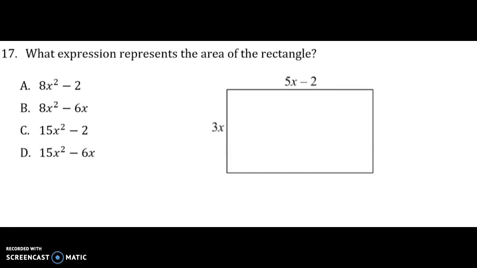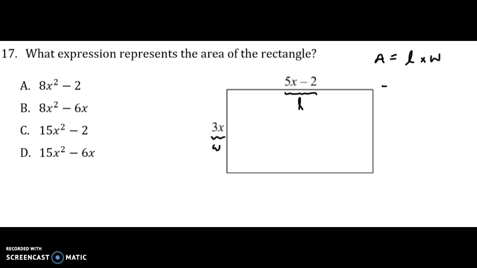In this question, we have to determine which expression will represent the area of the rectangle that we've been given. So looking at the rectangle we've been given, we have 3x and 5x minus 2 as the dimensions for that rectangle. Now these would represent the length and the width. So if we think about the area of a rectangle, we're talking about multiplying the length by the width.